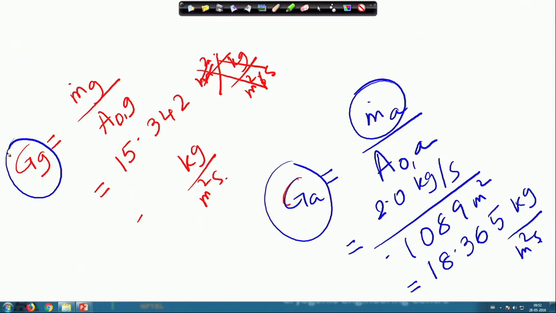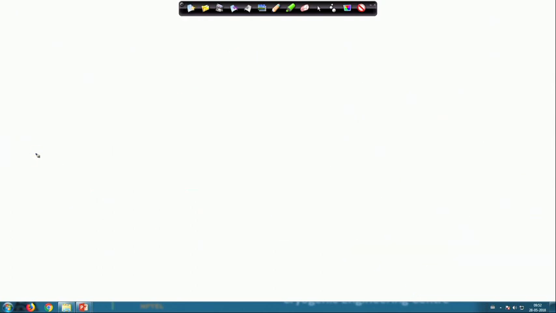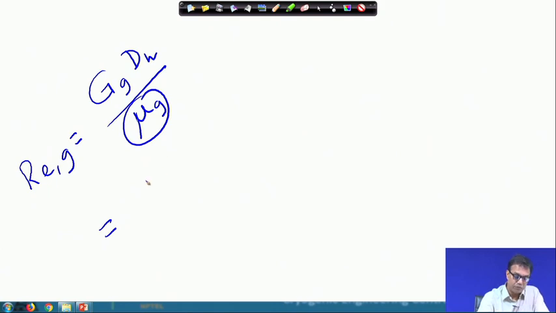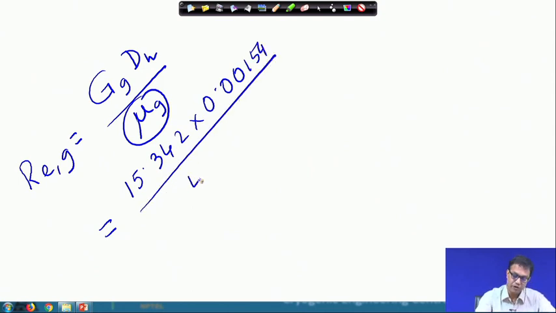Now, knowing the gas side and air side mass velocities, we can calculate the Reynolds number corresponding to the hydraulic diameter for the gas side. Re equals G dH by mu, where mu is of the gas. Putting all the parameters, this is 15.342 multiplied by 0.00154 divided by 40.1 into 10 to the power minus 6, which comes out to be 589.